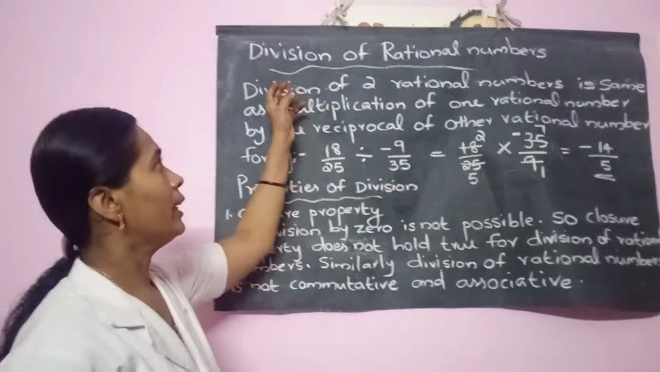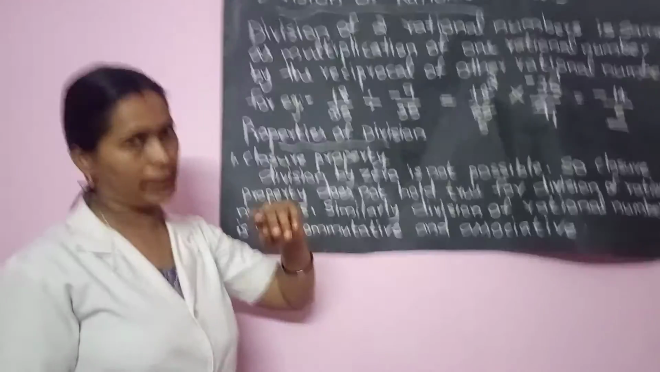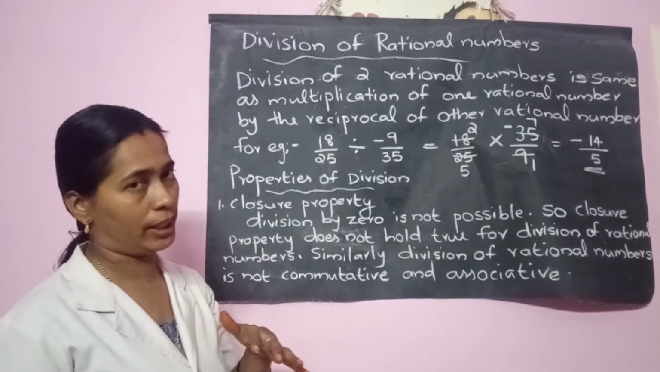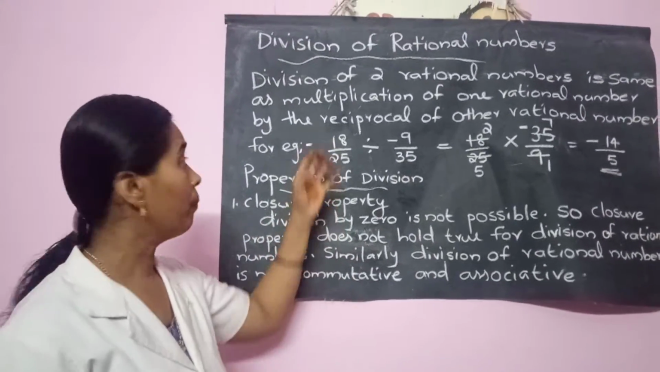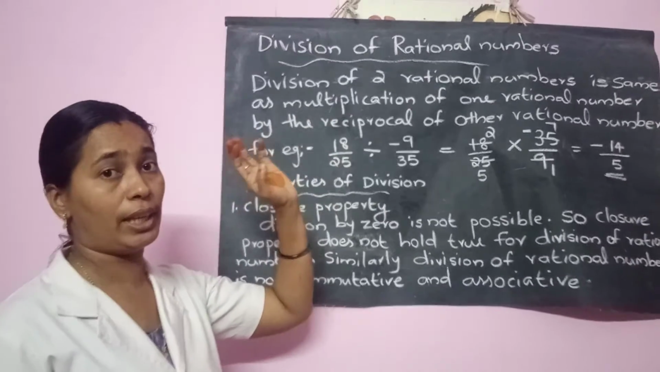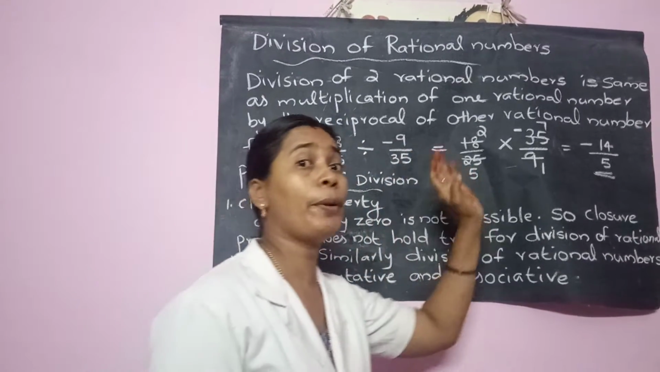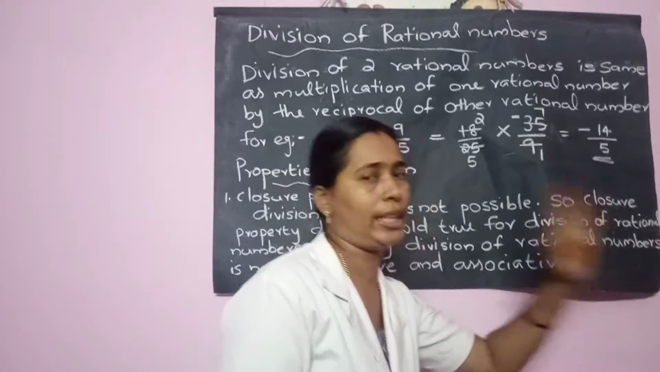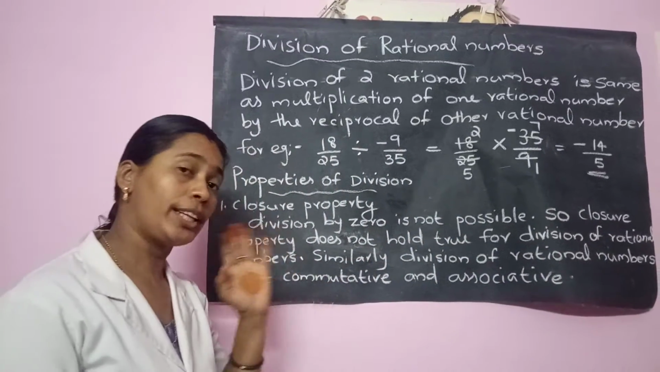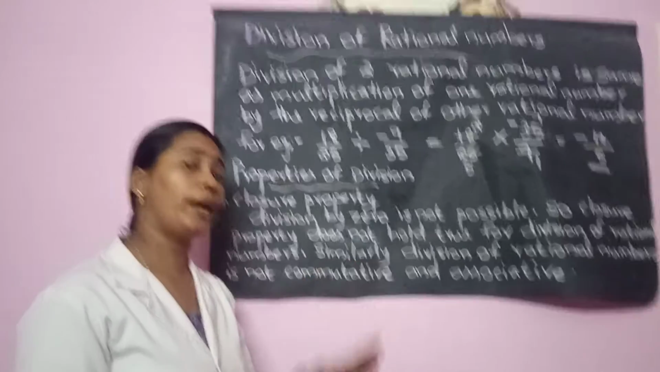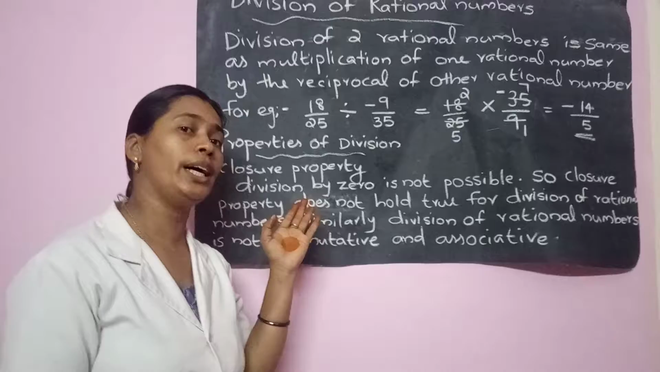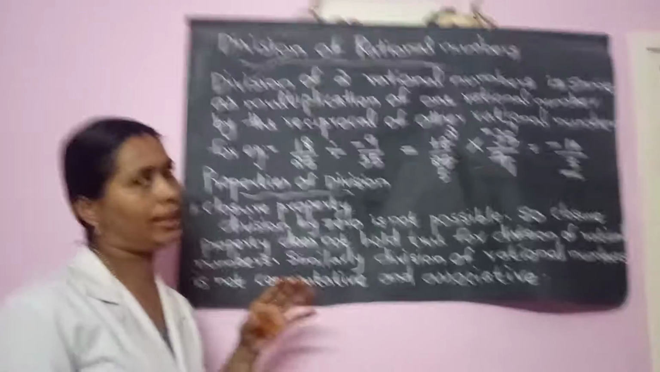In this case, division of rational numbers means that we are multiplying the first rational number by the reciprocal of the second rational number. Multiplying the first rational number by the reciprocal of the second rational number.